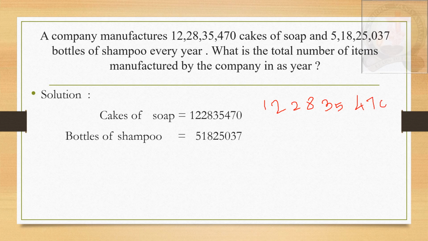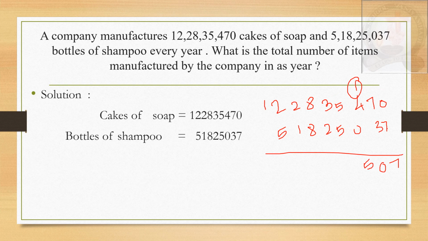And 12 crore 28 lakh 35,470. Okay, next 5 crore 18 lakh 25,037, bottles of shampoo. Now we should add these numbers. 0 plus 7 is 7. 7 plus 3 is 10. For 10 you write 0. 1 carry to the next digit.